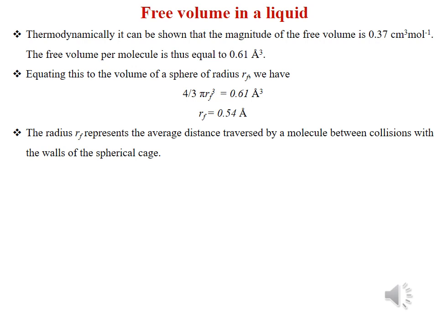We can show thermodynamically that the magnitude of the free volume is 0.37 cm³ per mole. So the free volume per molecule is equal to 0.61 angstrom cube. If we equate this volume, 0.61 angstrom cube, to the sphere of radius RF, which represents the average distance traversed by a molecule between successive collisions, then 4/3 πRF³ is equal to 0.61 angstrom cube. So RF is equal to 0.54 angstrom.